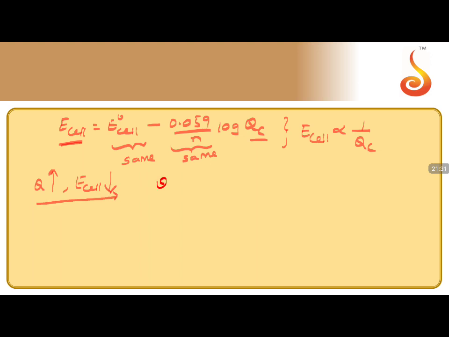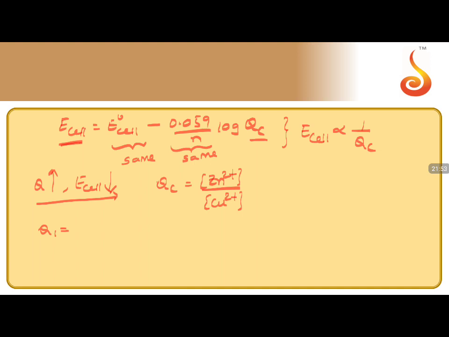Now what is QC? QC is equal to the concentration of Zn2 plus ion over the concentration of Cu2 plus ion in all the cases. So according to that, if you take Q1, in the question what is Q1 given to us?